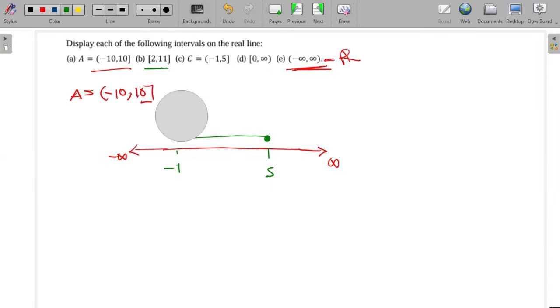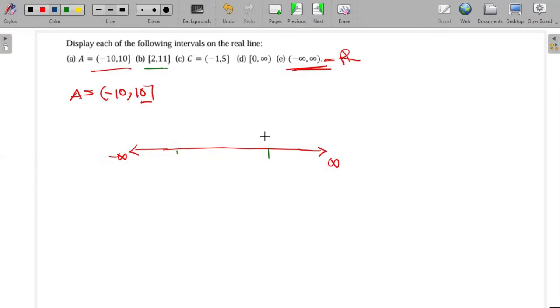Is that a question? Yes, you can ask your question. My question is, those figures A, B, C, D, E, are they supposed to be on the same number line or each one separate? For this one, it says display each of the following on a number line. You can display them on different number lines. Usually they want you to display them on different number lines, not on one number line.